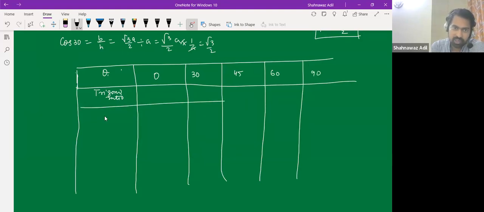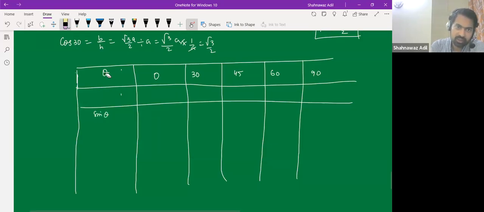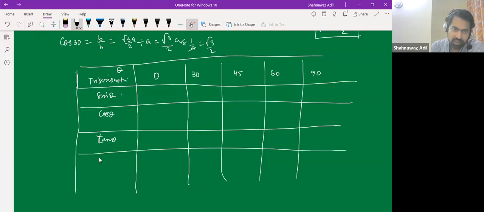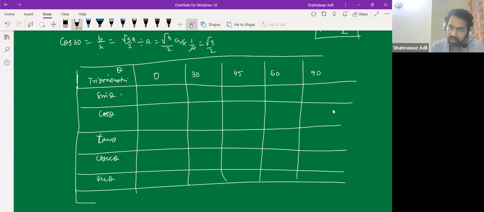So this is sine theta. Okay, I should write it. So this is theta, and then these are trigonometric ratios. This is sine theta, this is cos theta, and then we have tan theta, and then we have cosec theta, then we have sec theta, and then we have cot theta.